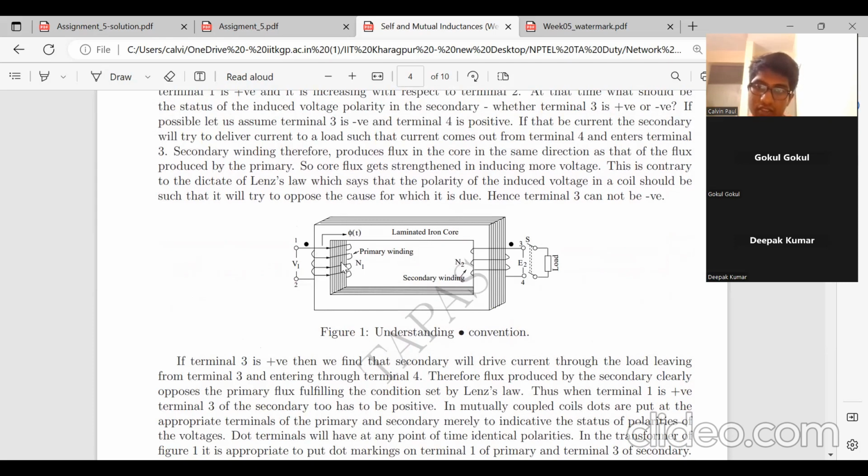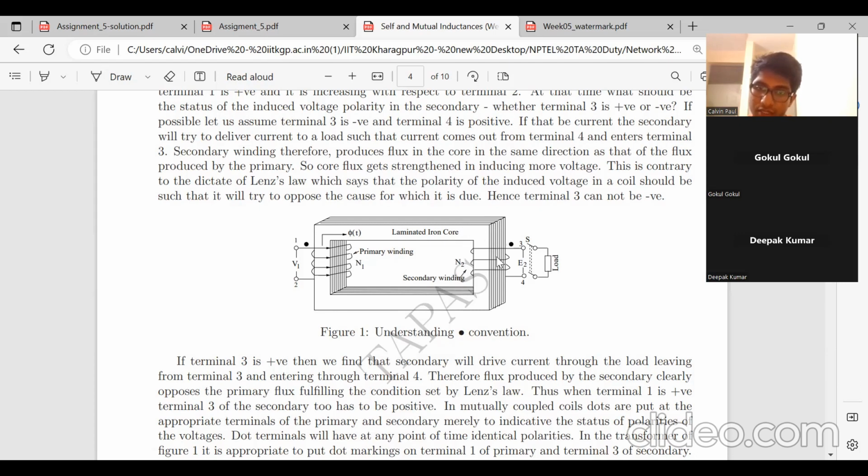It will generate flux. Okay, a flux will be generated, and that flux will mainly travel through this laminated iron core. The reason this flux mainly travels through the laminated iron core is that the reluctance of the iron core is very small as compared to the reluctance of the air. So most of the flux which is generated by the primary coil goes through the laminated iron core. There is also some other flux which gets leaked through the air, etc. That also is there, but most of the flux travels through the laminated iron core.